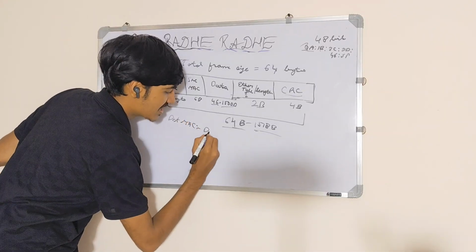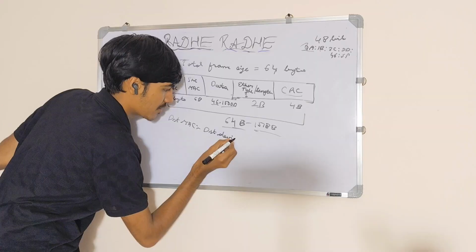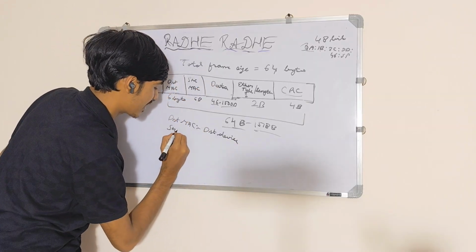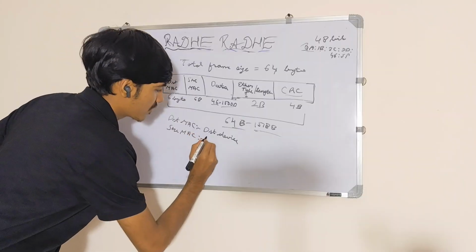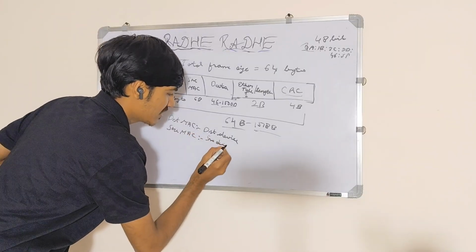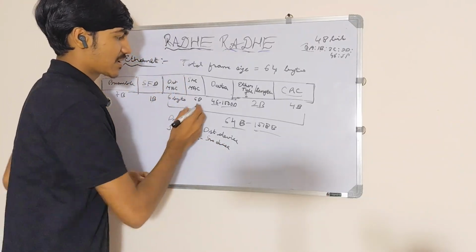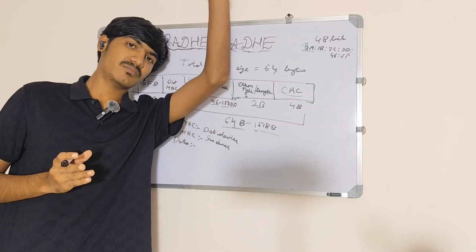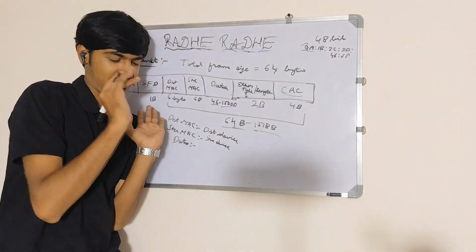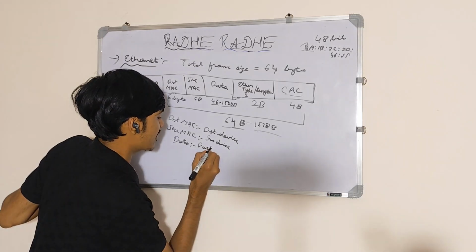Physical address of destination device. You know about source MAC: the physical address of source device. You mean this device, me. Data is nothing but data from the packet. I mean the total packet size. Data is nothing but the packet.